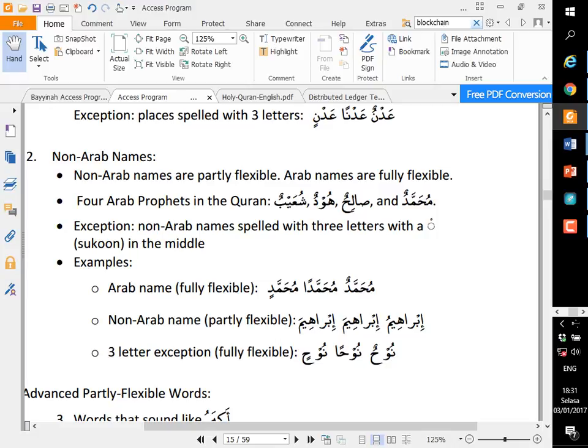And maybe you can take a look at these four Arab prophets also. There are only four prophets from the Arabs: Muhammadun, Salihun, Hudun, Shu'aibun. This is all Arabic. Aside from these prophets, the rest are not Arab, including Ibrahim and Ismail, from Adam until the others. Salih, Hud, and Shu'aib are called ancient Arabs.